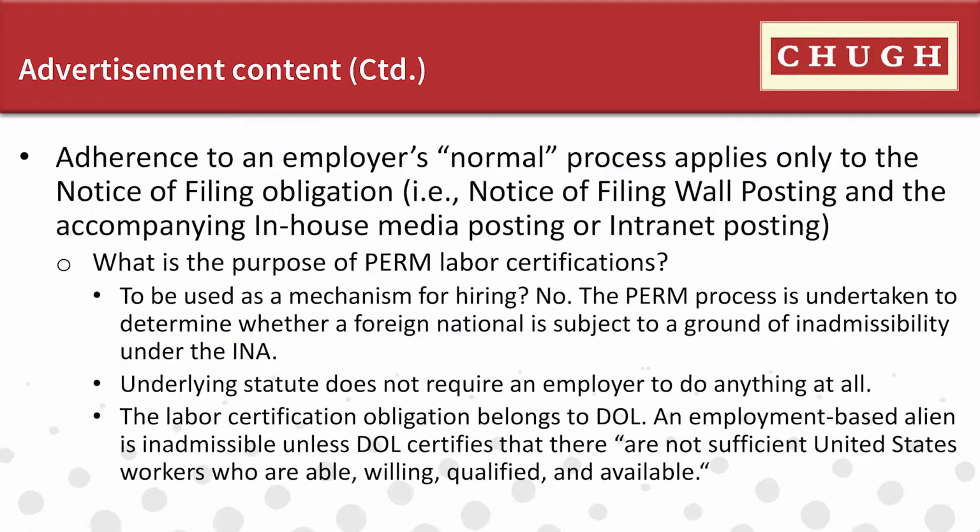It's for the benefit of the Department of Labor, because the INA at section 212(a)(5)(A) states that an employment-based alien is inadmissible unless the Labor Department certifies that there are not sufficient United States workers who are able, willing, qualified, and available. So why does an employer and why does an employee go through the PERM process? It's because the Labor Department has to certify before that foreign national is eligible to apply for U.S. permanent residence that there are not sufficient U.S. workers who are able, willing, qualified, and available. So the certification requirement is on the agency, not the employer and the employee.